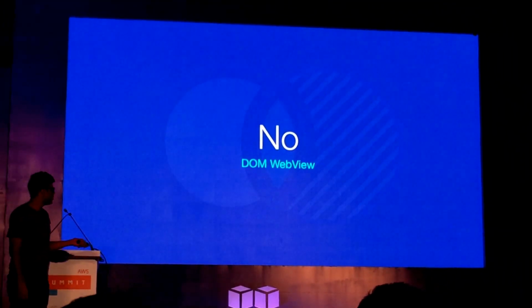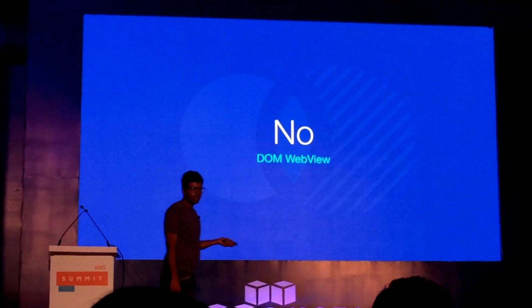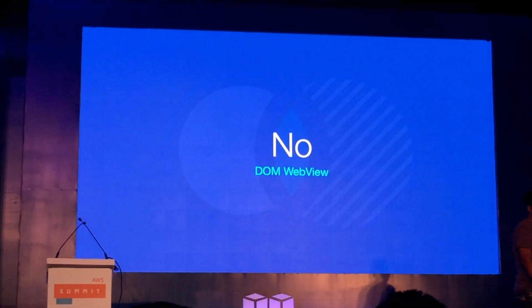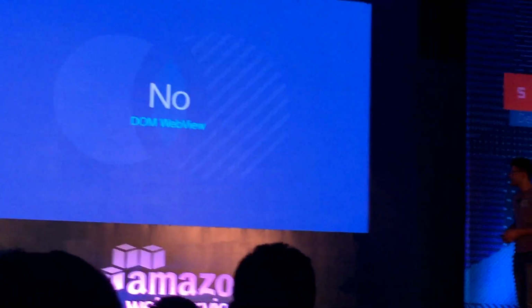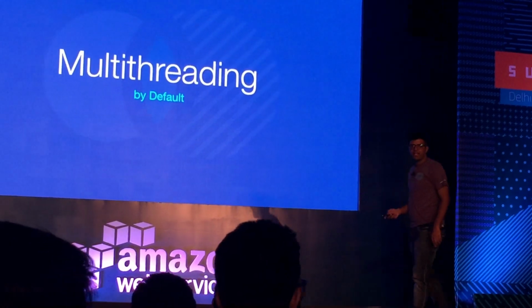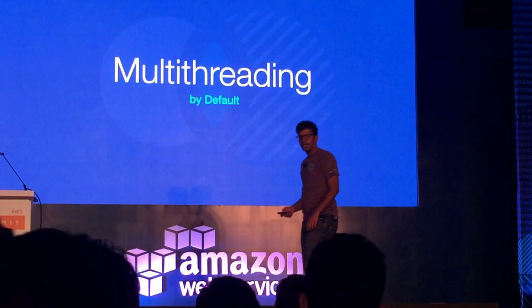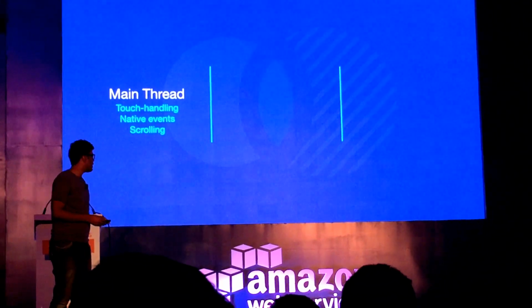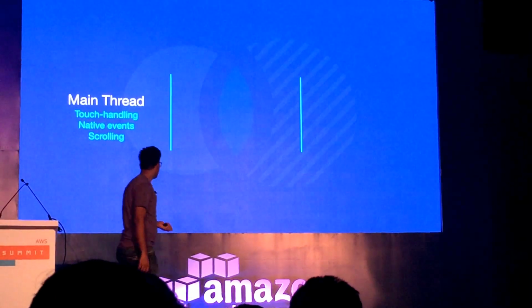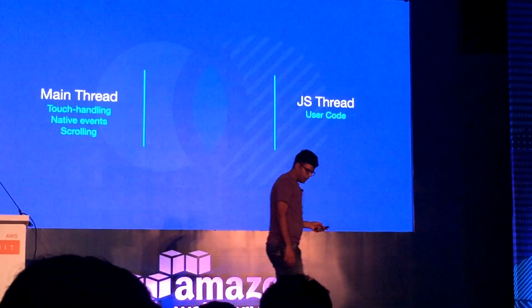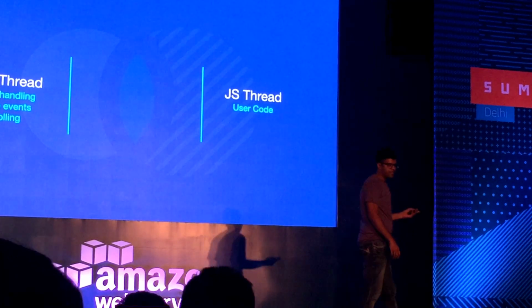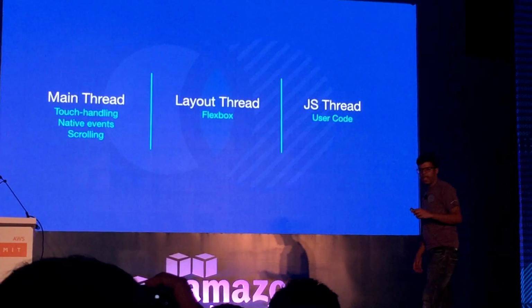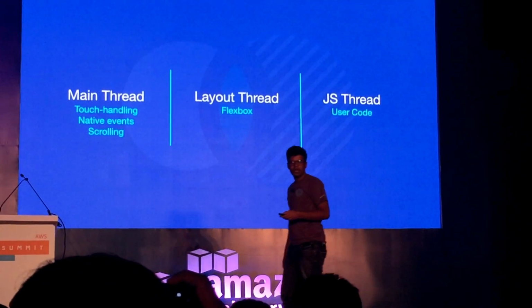The interesting part is that there is no DOM WebView involved, as is involved in Ionic and other platforms. WebView is slow. We don't need that. So that causes the major problems. And React Native is multi-threading by default. That is a design architecture. So all your events are divided into these three parts. The main thread handles touch handling, native events, and scrolling. The JavaScript thread, which is again a separate thread, is managing your user code. And there is a layout thread which handles your rendering. I'm pretty sure you already know about Flexbox.